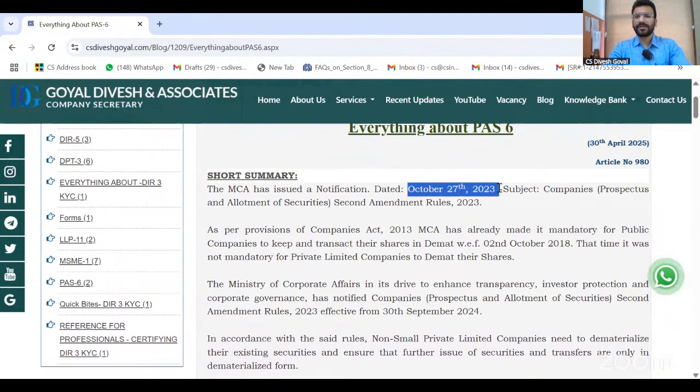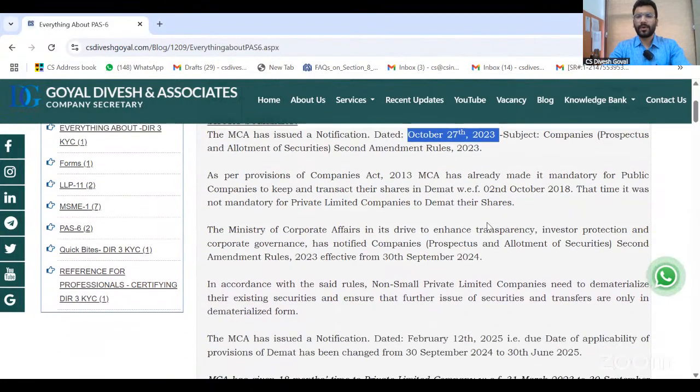As per the provision of 27th October 2023, the Demat provision became applicable on all the non-small private companies with effect from 30th September 2024. So they made 30th September 2024 the date when the Demat provision shall be applicable on non-small private companies. I am very clear whenever I talk about the private company here, I am talking only about the non-small private company. Small private company I am not discussing in this webinar.